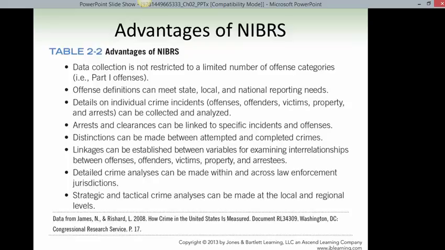Linkages can be established between variables for examining interrelationships between offenses, offenders, victims, property, and arrestees. Detailed crime analysis can be made within and across law enforcement jurisdictions. Strategic and tactical crime analyses can be made at the local and regional levels.